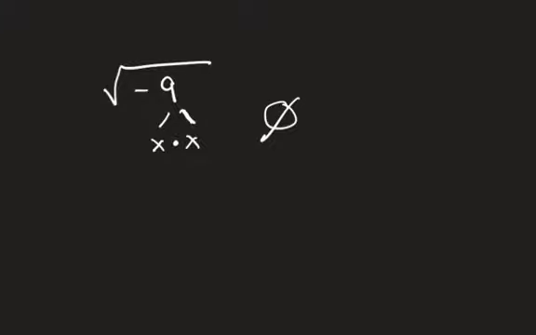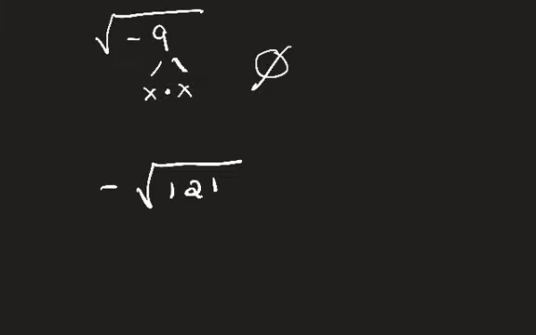Let's try the next one. What is the square root of -9? What two identical numbers will multiply to make -9? Well, the answer is that cannot be done. Okay, and then last but not least, what is the square root of 121 but negative? And so that would be -1 times 11, which is -11.